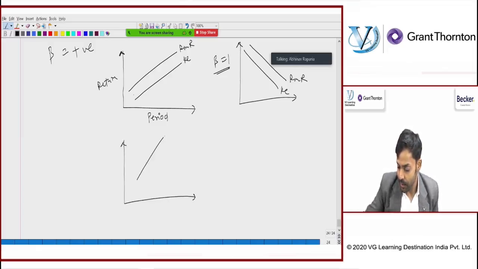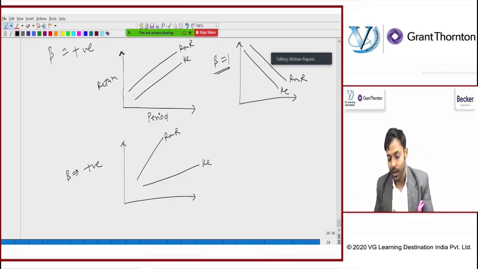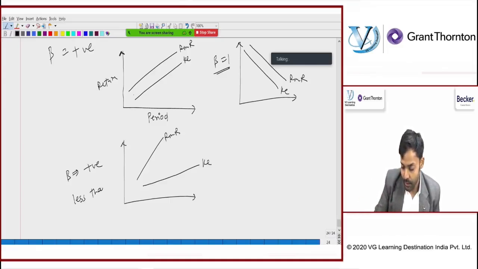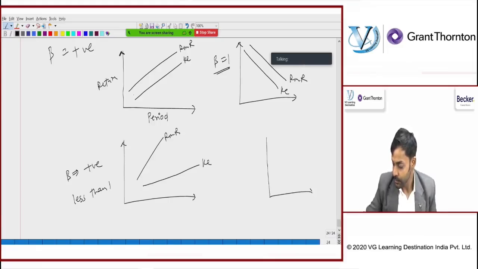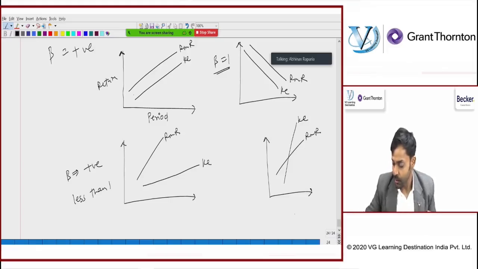In case the RMR is going up, but the stock is not, it is obviously increasing, but it is not increasing to that level, right? So that means the beta is positive. It is increasing the way the market is increasing, but the variability is lesser. So it is less than 1. In case it is moving more than that, here your beta is more than 1.